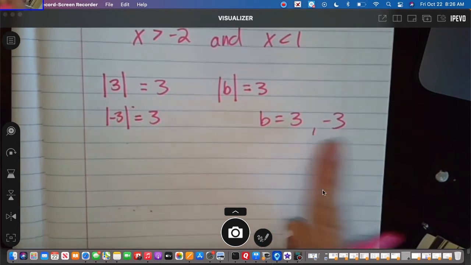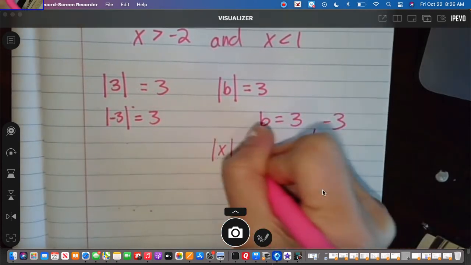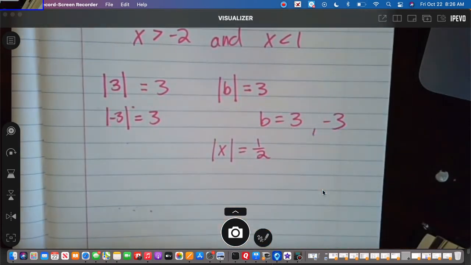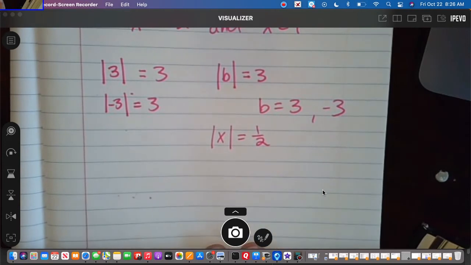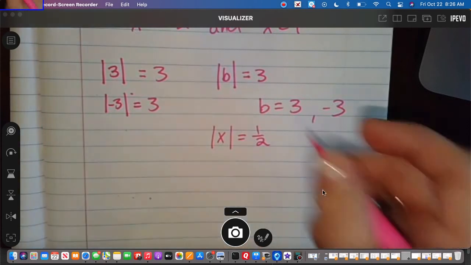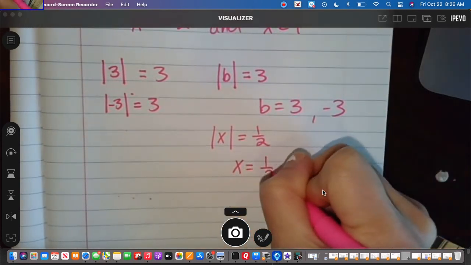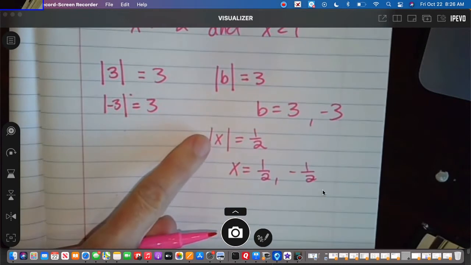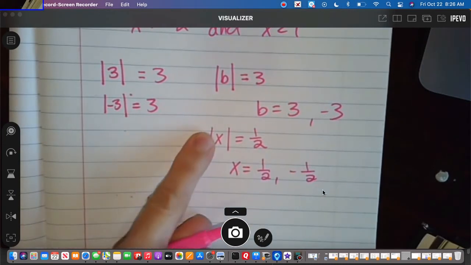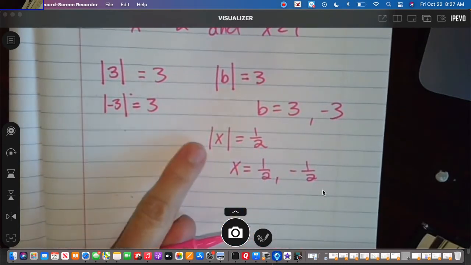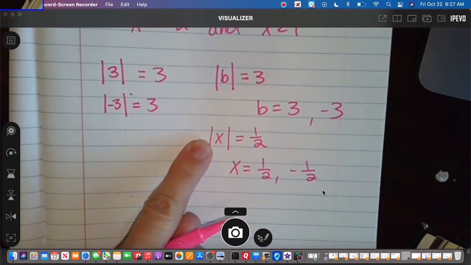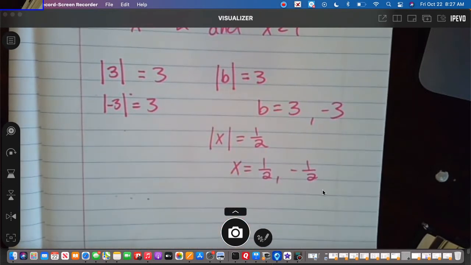Let me do another one. What if I have the absolute value of x is 1/2? What are the 2 numbers that I could have inside the absolute value bars? 1/2 and -1/2. Those would be my 2 answers. Inside here, I could have put 1/2, and that would have been my answer, or I could have put -1/2, and that would have been my answer. How are we on that type of problem? We're good so far? So we have our positive and our negative.